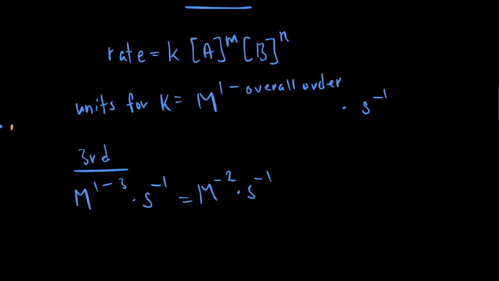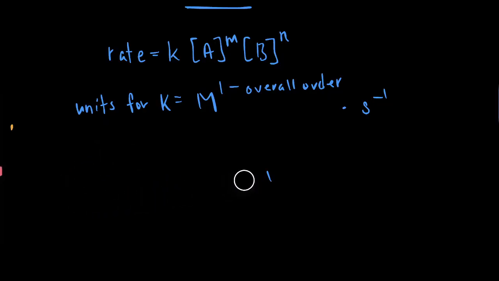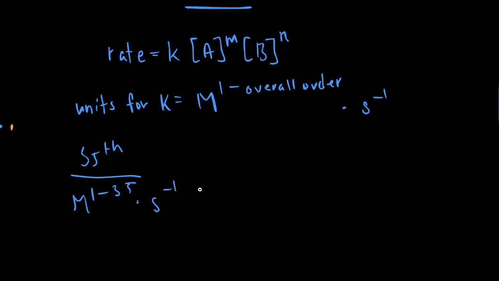So this is going to be the same no matter what overall order for your reaction you have. You can use this trick. Let's say we had a 35th order reaction. That is just M to the 1 minus 35, your overall order, times seconds to the negative 1, giving us our units for K to be M to the negative 34 times seconds to the negative 1.